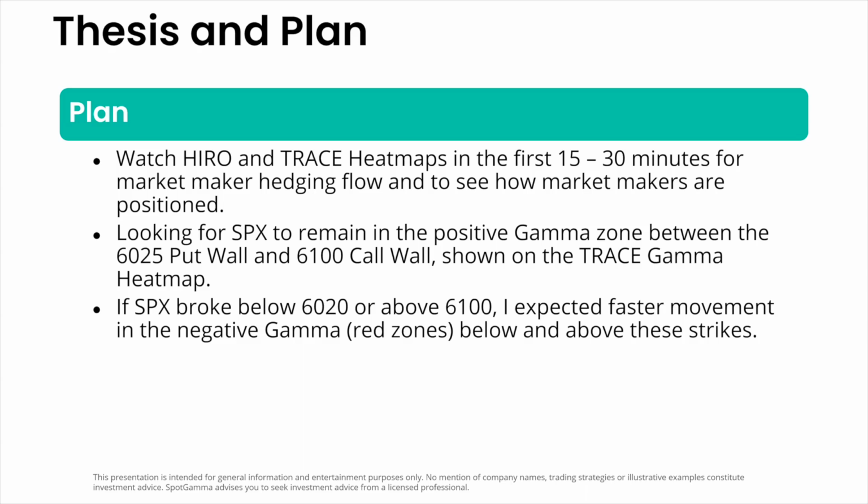If SPX broke below 6020 or above 6100, I expected faster movement in the negative gamma, the red zones below and above these strikes.